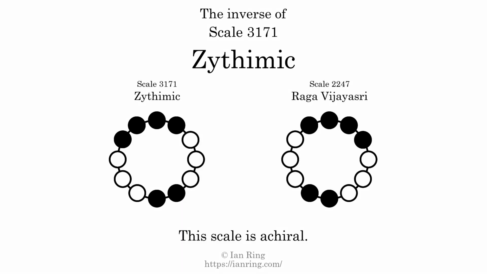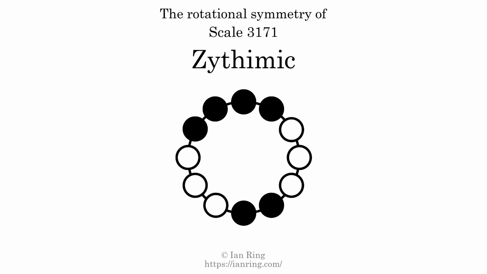The inverse of a scale is a mirror image. It is what you get when the sequence of intervals is reversed. The inverse of this scale is scale 2247, also known as Raga Vijayasri. This scale is achiral, since it can transform into its own reflection by a rotational transformation. This scale has no rotational symmetry.